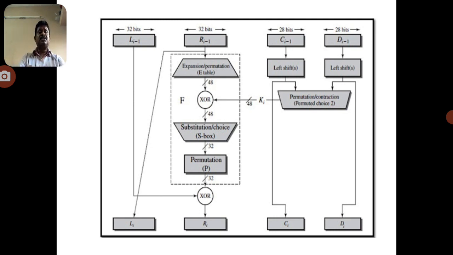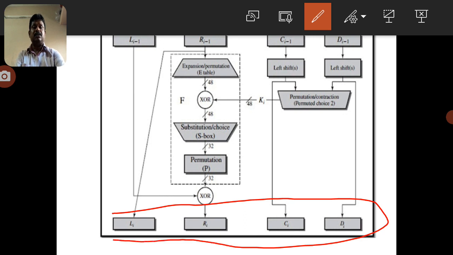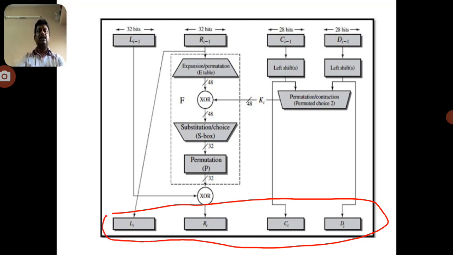This is the output of the first round. Now this is the input of the second round. So the second round function output is taken as the input of the third round, and the process continues up to the 16 rounds. So this is exactly the single round function generation.